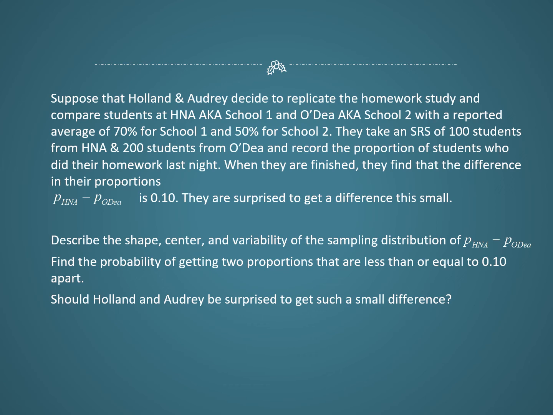So I'm going to describe the shape, center, and variability. Then I'm going to find the probability of getting two proportions that are less than or equal to 0.10, which is what they found, apart. And then I'm going to ask, should they be surprised by such a small difference? Okay, so let's look at shape, center, and variability, how we would describe the distribution.